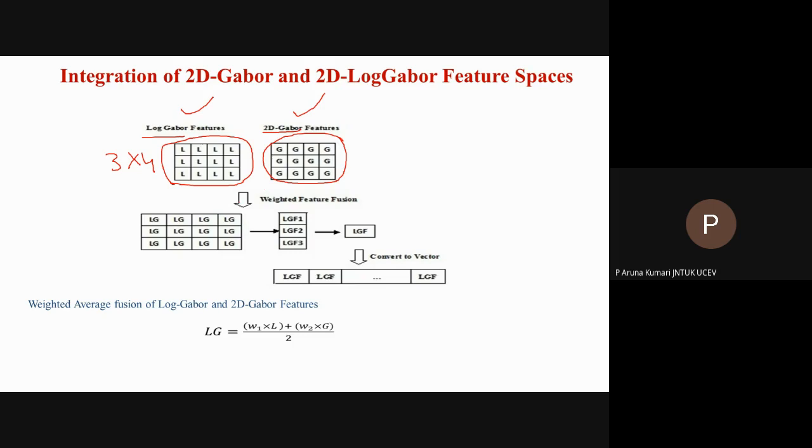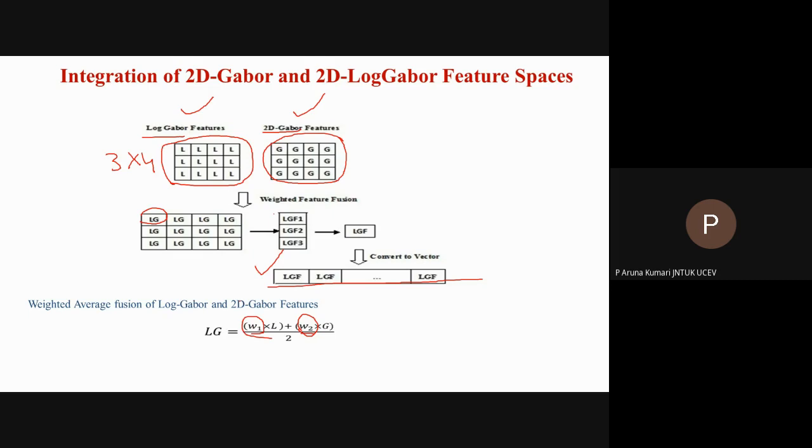Since I have applied some weighted feature level fusion, these weights we can obtain either by using any optimization algorithm, or we can manually give these weights. Then I have applied horizontal and vertical downsampling, and now I can convert it to a normal vector. This is my feature vector, which I can use for matching purposes.